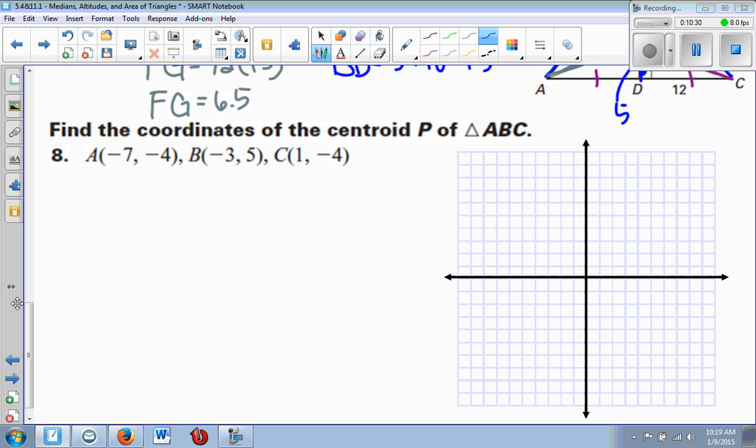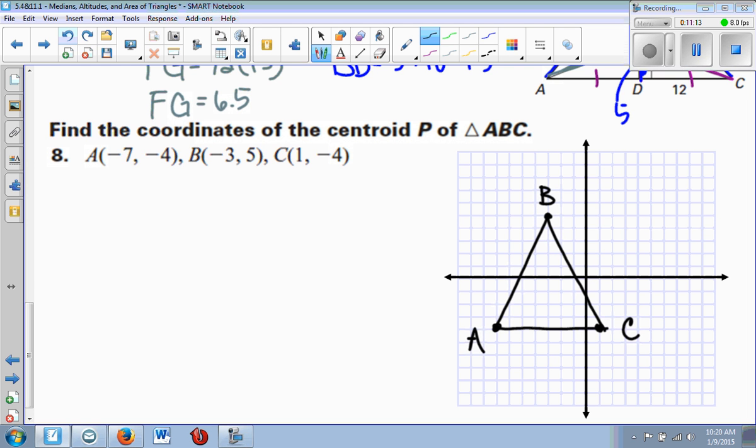this gives you coordinates of triangle ABC, and we're supposed to find the centroid of that triangle. So the first thing we want to do is graph the triangle. So let's do that first. Okay, so, oops, sorry, that's wrong. That's 1, 2, 3, 4, 5, 6, 7, 1, 2. Okay, so we're down here, -7, -4. That is vertex A. -3, 5 is vertex B. And 1, -4 is vertex C. And all I'm going to do is connect the dots.